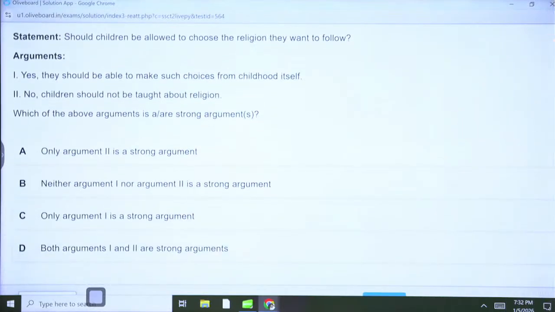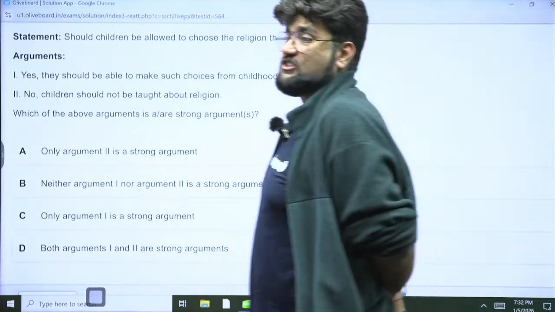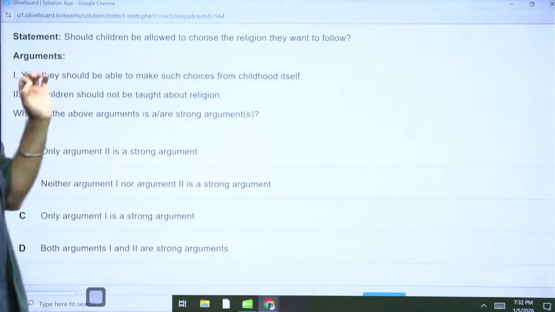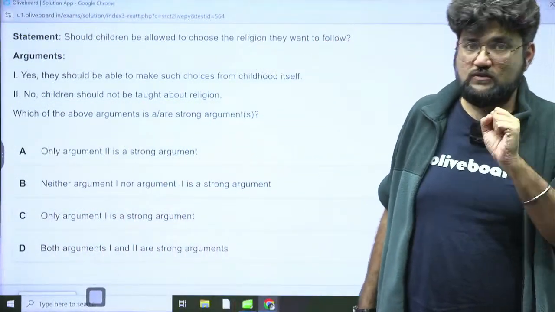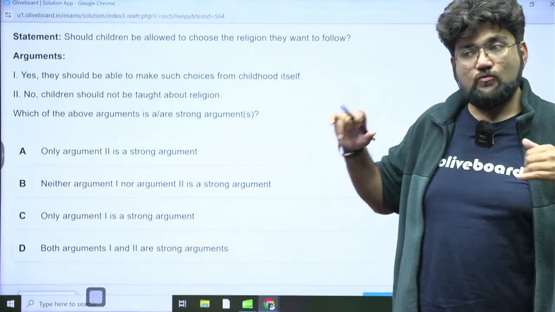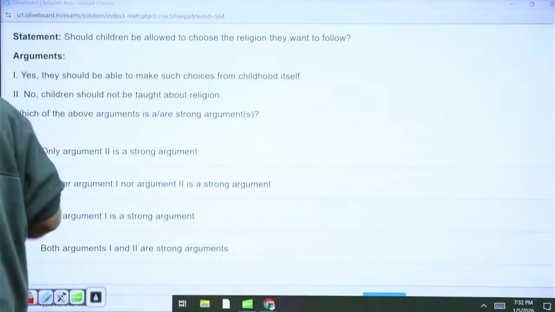Okay. Should children be allowed to choose the religion they want to follow? And these are statement arguments. So we are looking at the arguments whether they are strong or not. The first argument says yes. Okay. Whether yes or no, that is not important. What is the justification is important. So they are saying yes, they should be allowed to choose a religion because they should be able to make such choices from the childhood itself. Children are not known to be good pickers, good choosers. That means they are assumed to be mentally not stable enough to be able to choose or to make such decisions. This is a weak argument, absolutely a weak argument.